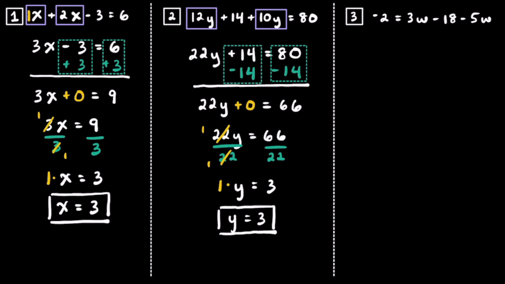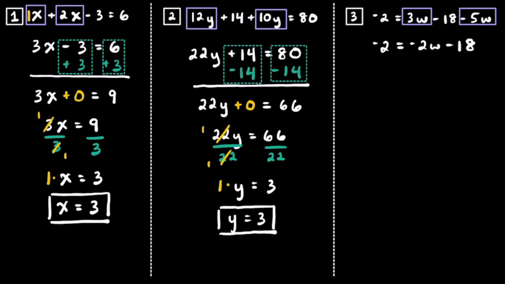And here's one more example where we have to combine like terms first. First, we want to notice that 3w and negative 5w are like terms, and we can combine them. So we're going to leave this negative 2 alone on the left side, and 3w minus 5w is going to equal negative 2w. And we're going to have this minus 18 that's next to it.